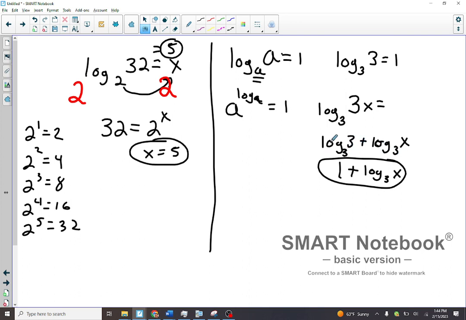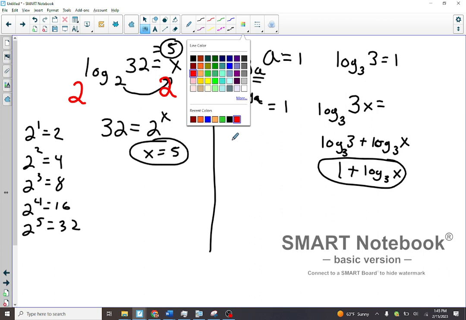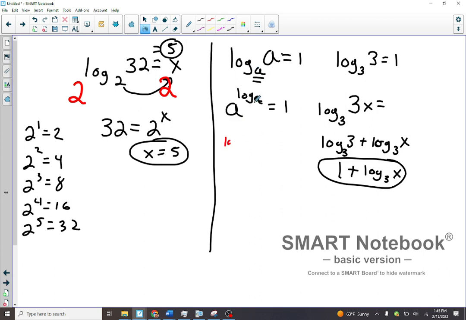But log base 3 of 3 cancels out. So the properties, I wrote it here, I guess: log base A of A cancels out. A to the power of log base A also cancels out. Remember that log base 10 is the same as just a blank log. If you don't see a log base, any number is base 10.